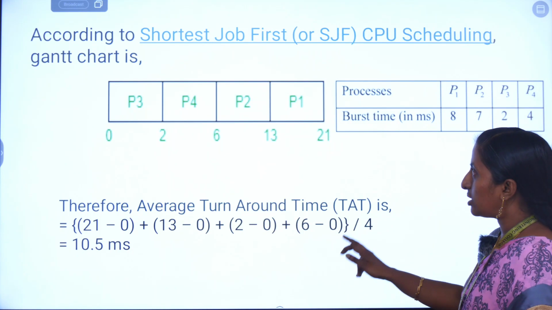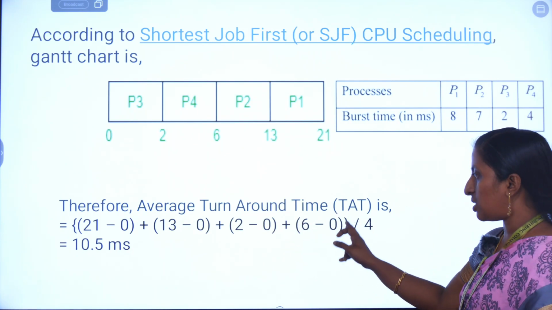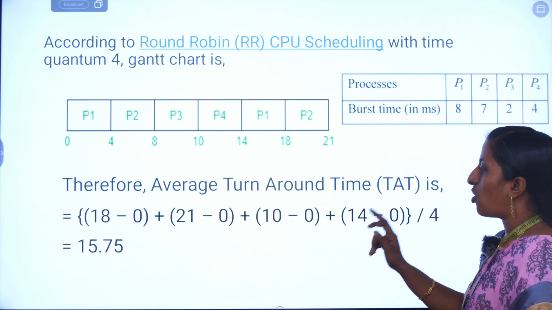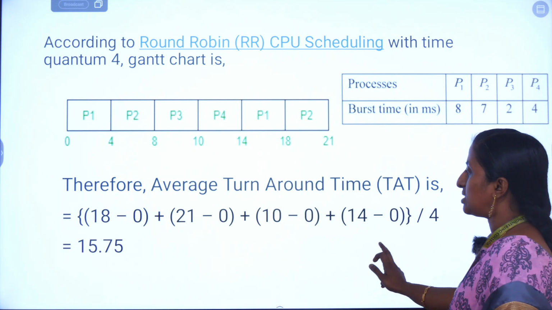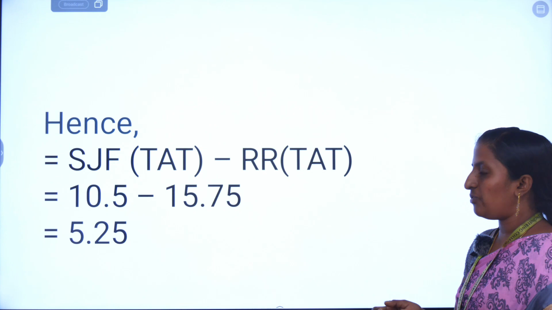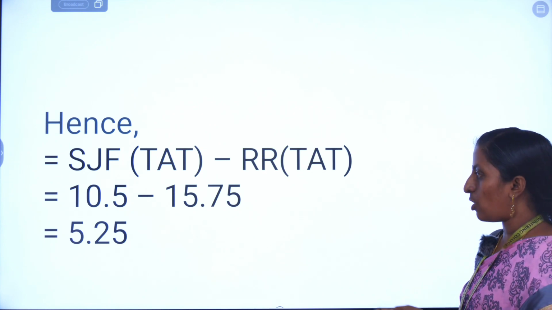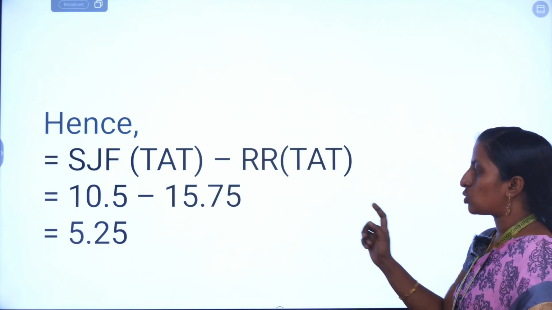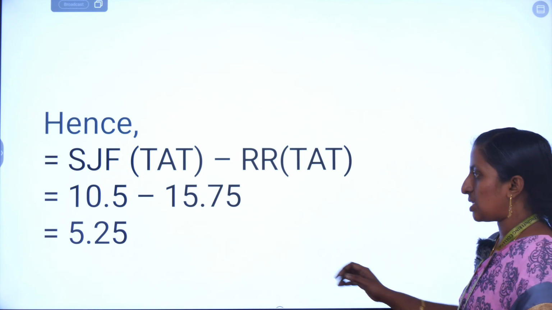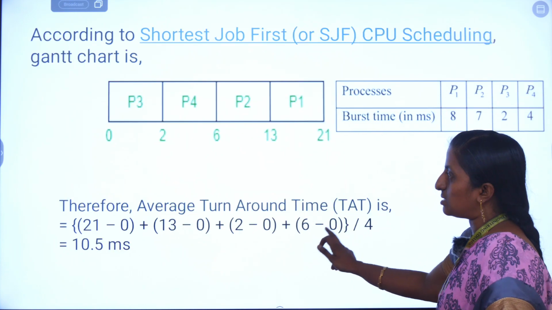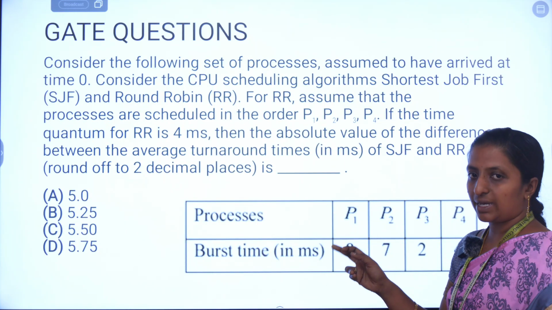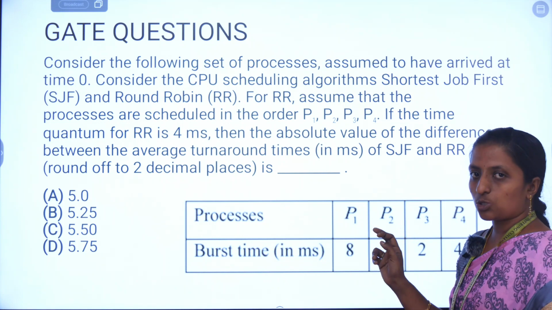For shortest job first we got the average turnaround time as 10.5 milliseconds, and for round robin we got 15.75. The question is to find the difference between the average turnaround time of SJF and round robin. If you find the difference, the answer will be 5.25 milliseconds. So that is your final answer. You can see the options and tick option B as the correct answer. So this is your first question.